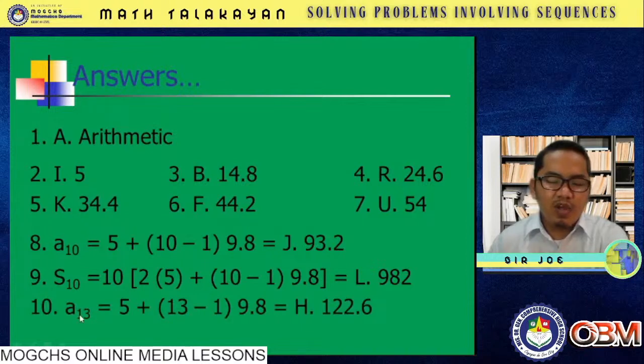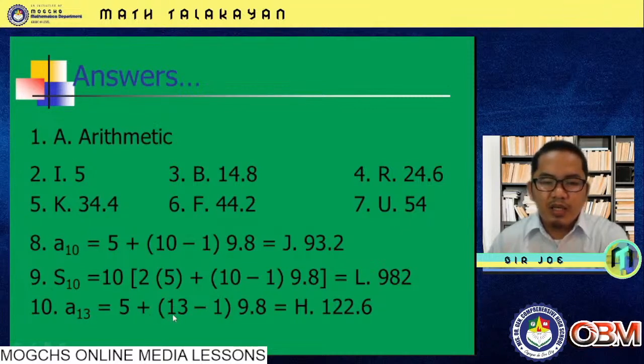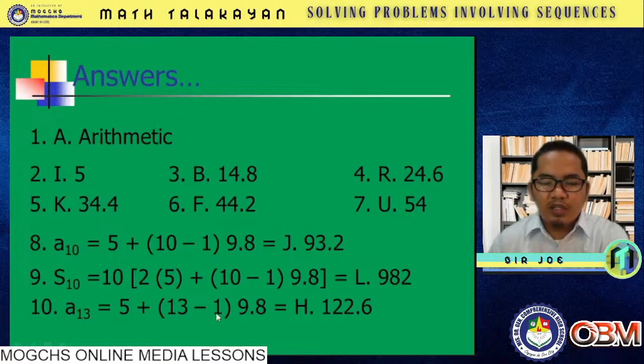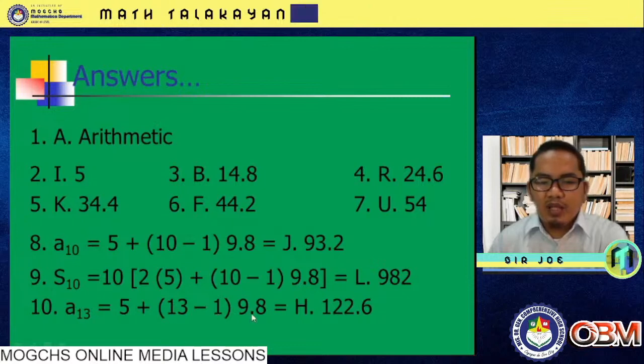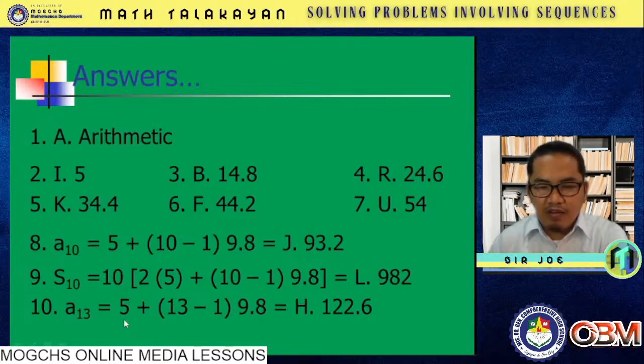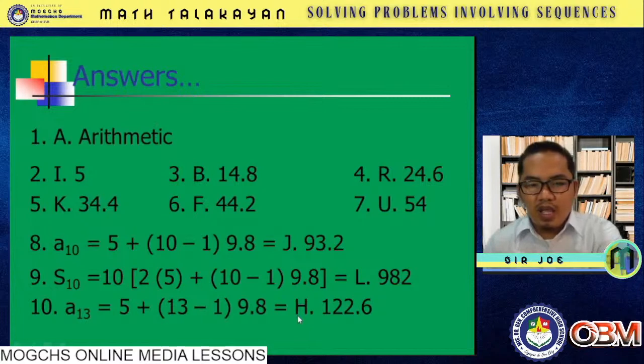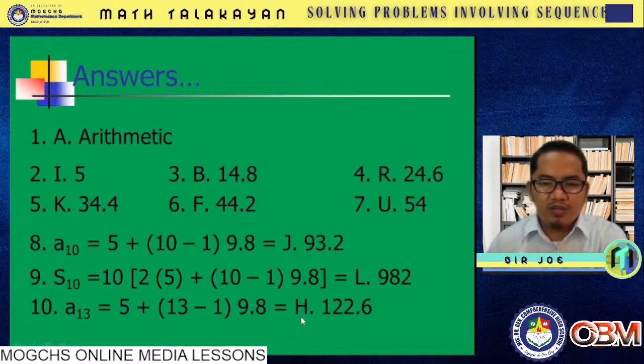And lastly, we have the 13th term, which is 5 plus 13 minus 1 times the quantity of 9.8. So we have 12 times 9.8 plus 5 is equal to 122.6, which is letter H. All right. Very good.